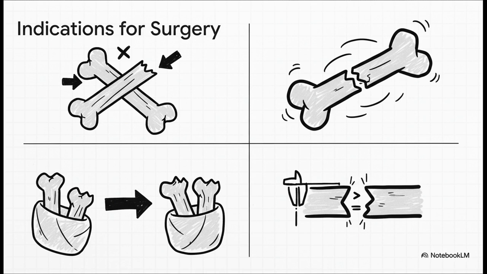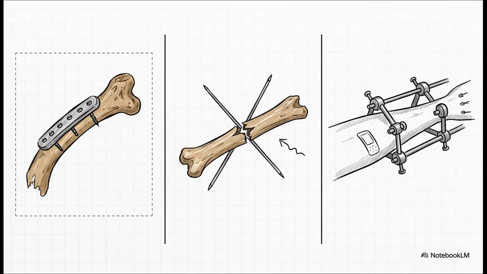We're talking a step-off in the joint surface of more than a millimeter. If you leave that, you are basically guaranteeing that patient will get post-traumatic arthritis down the line. We have to fix that perfectly. All right, so what's in our surgical toolbox? Well, the go-to for most of these nowadays is the volar locking plate, or LCP.